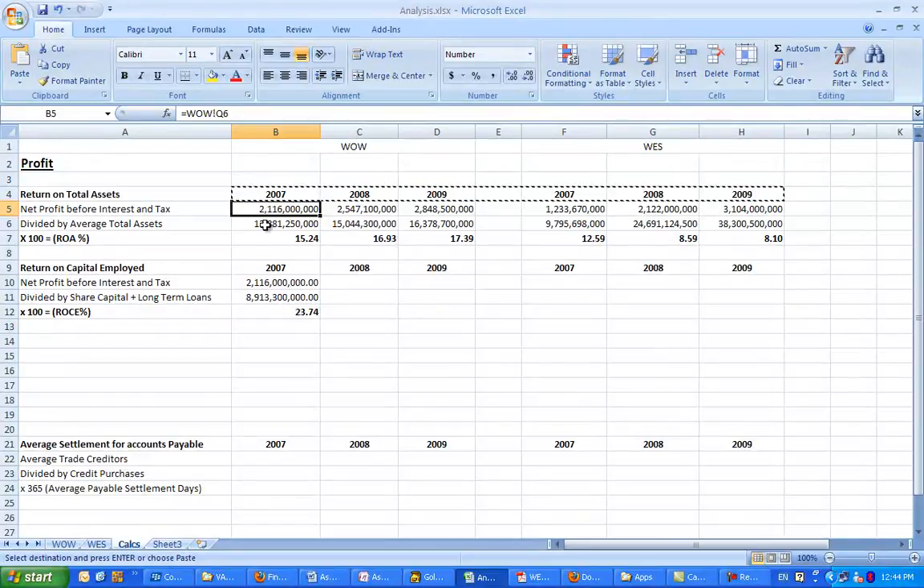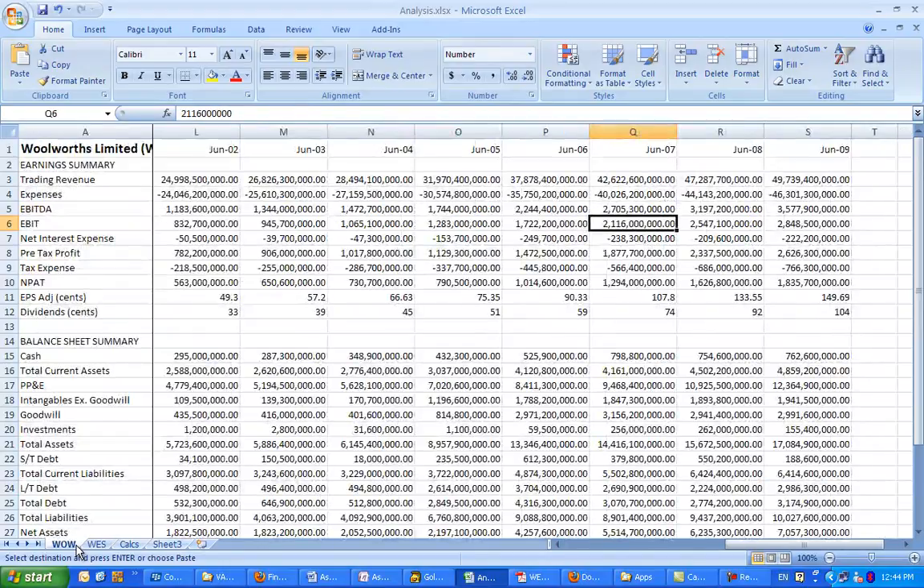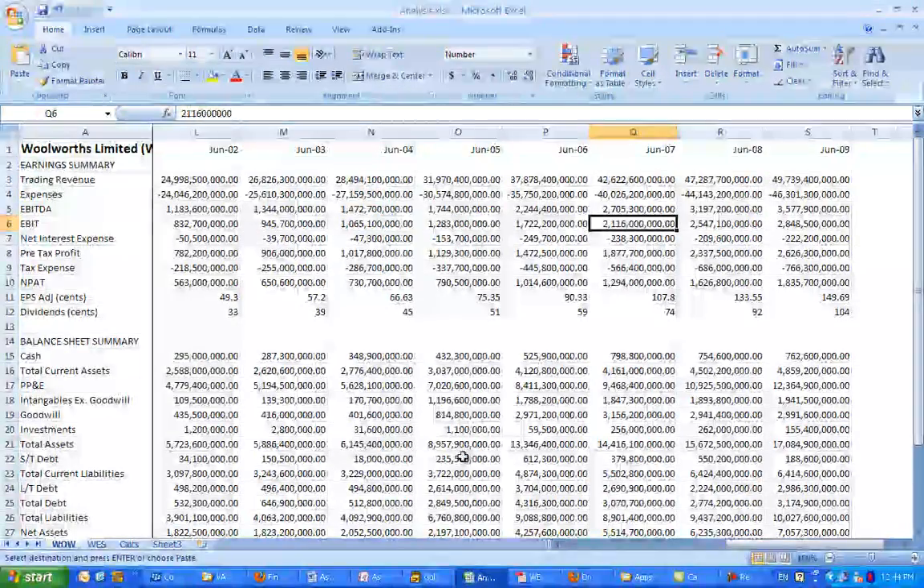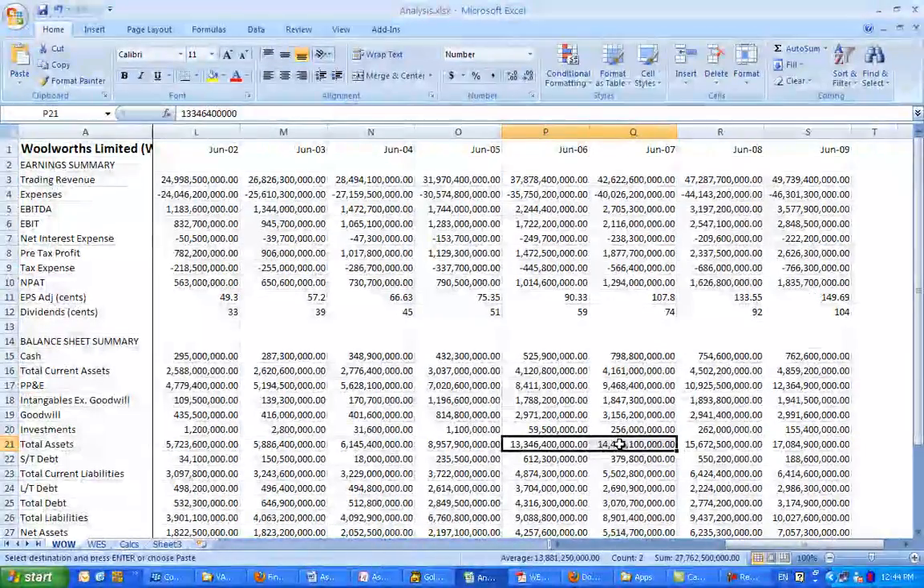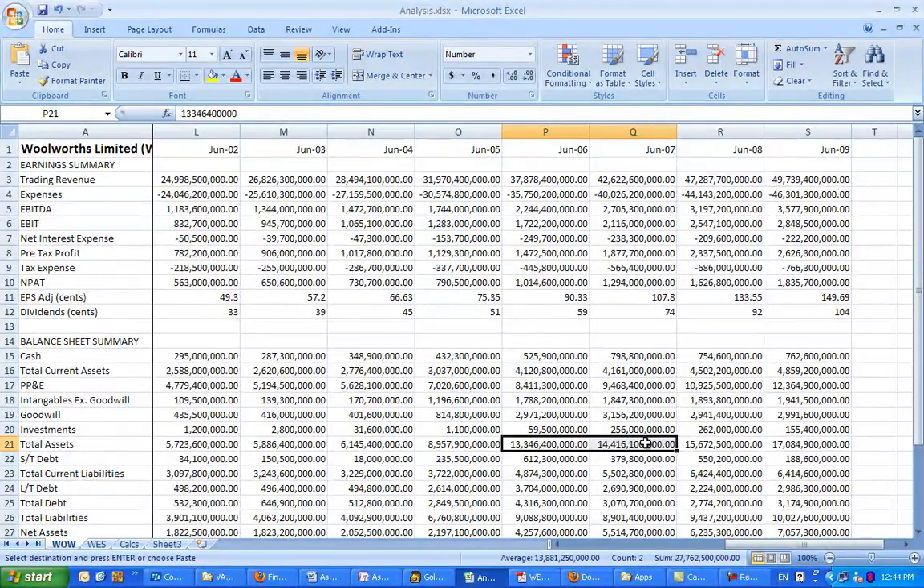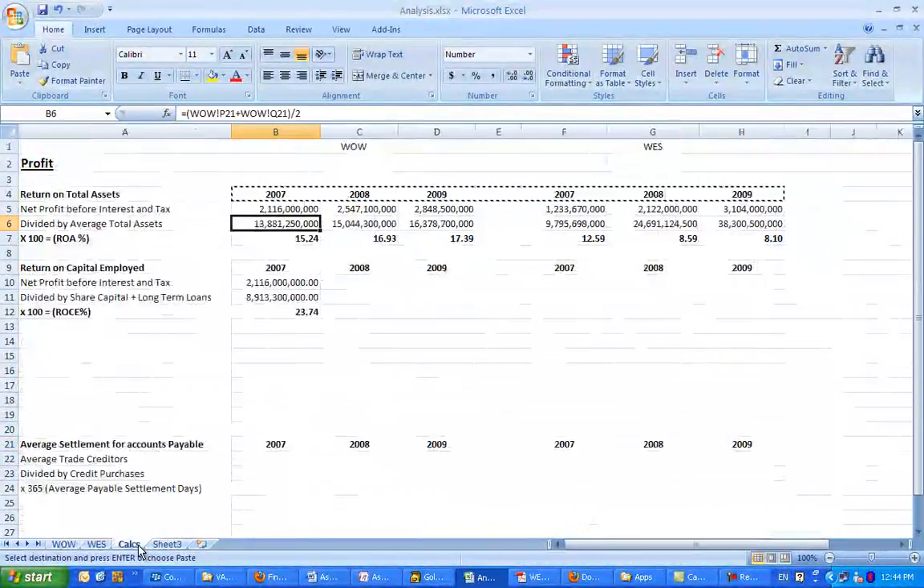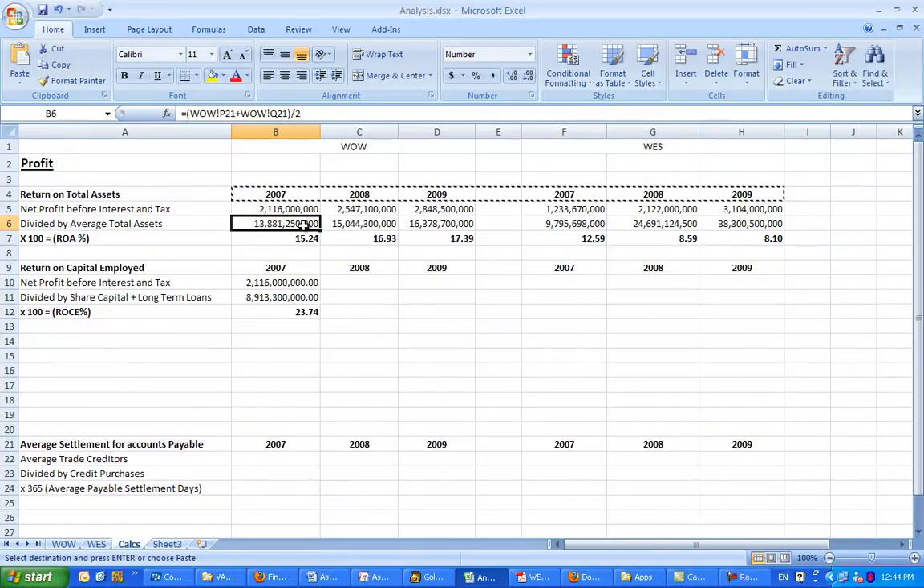What I've then done is I've divided that by the average total assets. To find average total assets in this spreadsheet, I've come down here to total assets, and I've added $13 billion, 0.346 to $14.416 billion and divided that figure by 2 to give me the average total assets across the period. If I go back to my calculation, you can see that I've got 13,881, which sounds about right to me, which is P21 plus Q21 divided by 2. So the figure that I've got is the percentage ROA is 15.24.